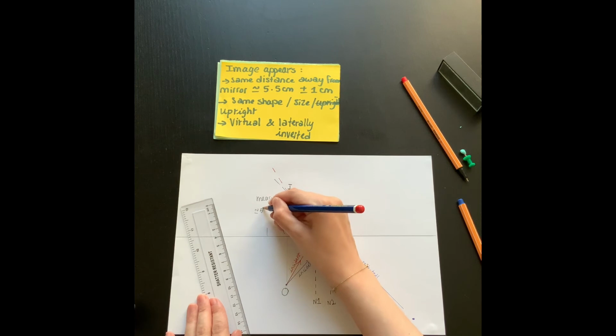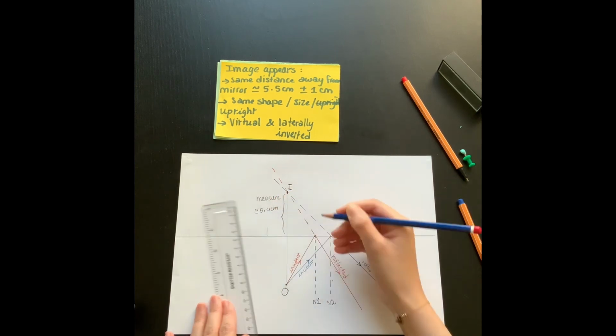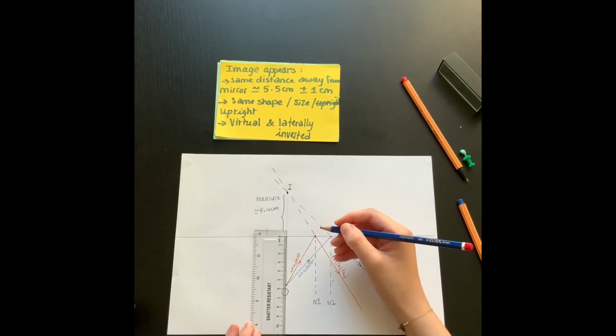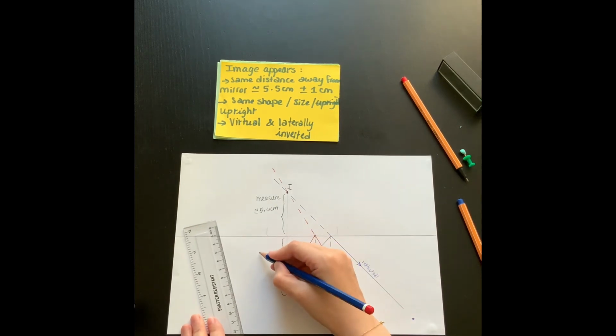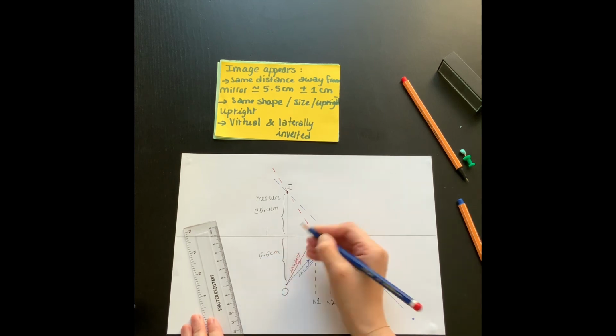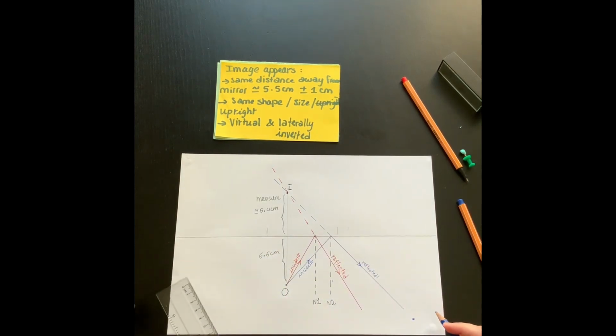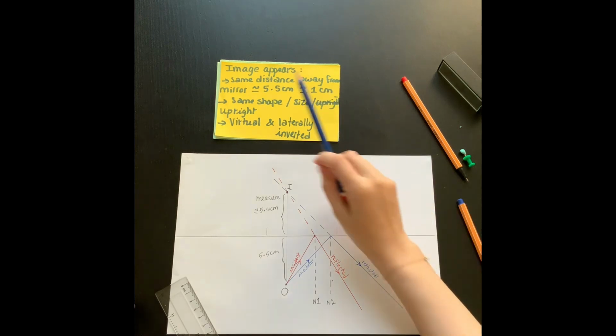I got a measure of around 5.4 centimeters, which is approximately the same exact distance of the object away from the mirror. And so the first characteristic of the image is that it appears the same distance away from the mirror.